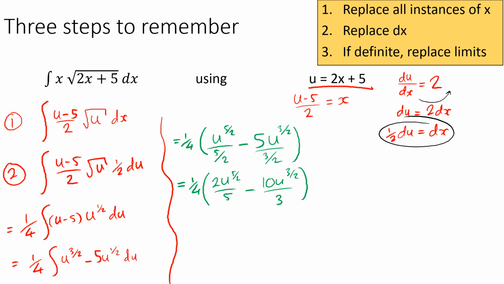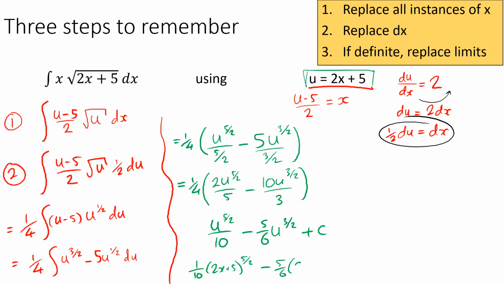And we can make this 2u to the 5 over 20, so that would be u to the 5 over 2 over 10, and this would be 10 over 12, so that would go to 5/6 of u to the 3 over 2 plus c. And then our final step could be to put our x's back into there. So we know that u is equal to 2x plus 5, so we could make this into a tenth of 2x plus 5 to the 5 over 2 minus 5/6 of 2x plus 5 to the 3 over 2 plus c. I think that is about as simple as we can get it while putting it back in terms of x.